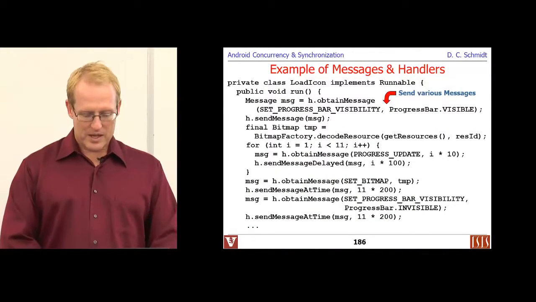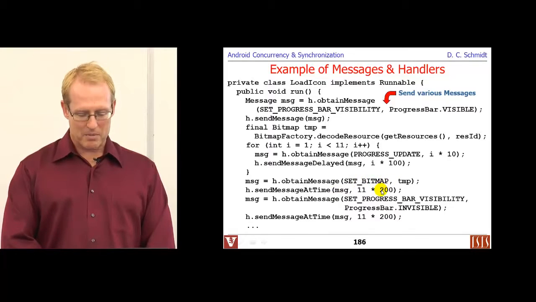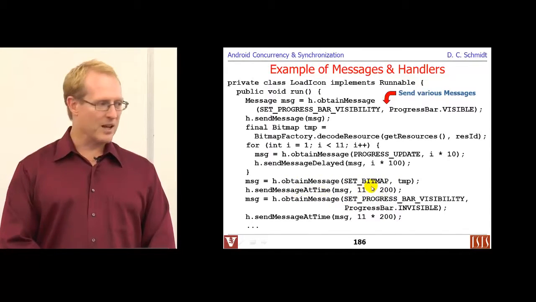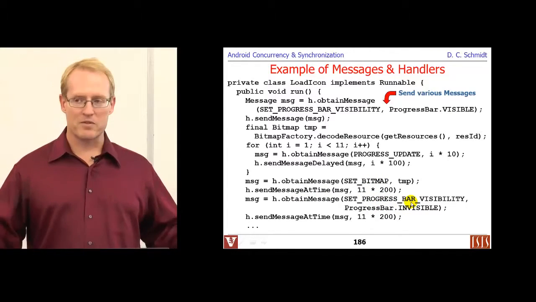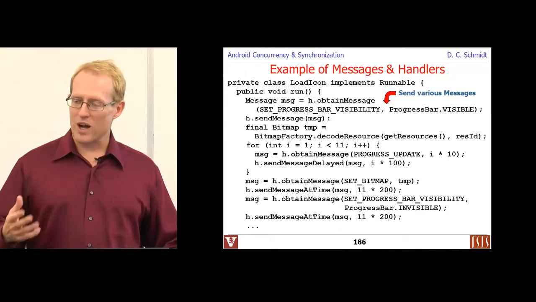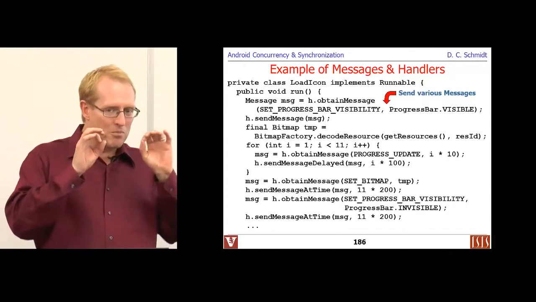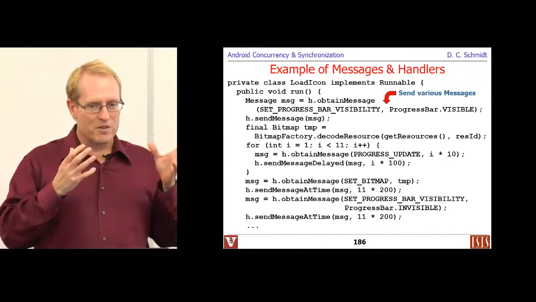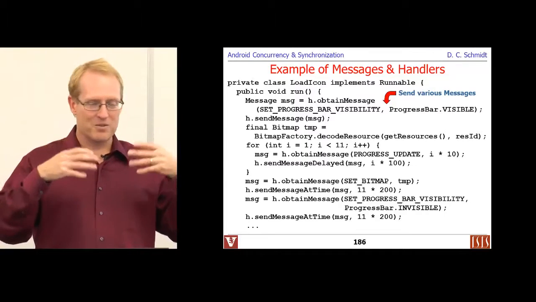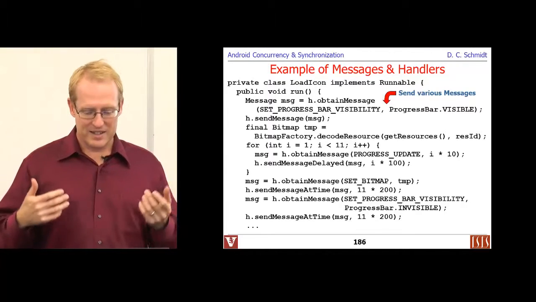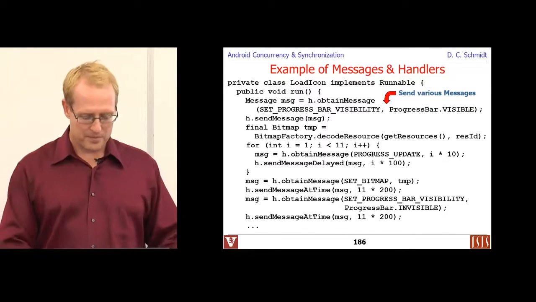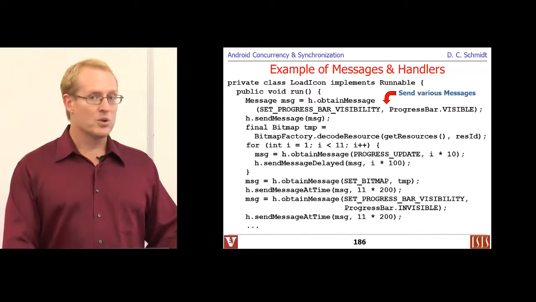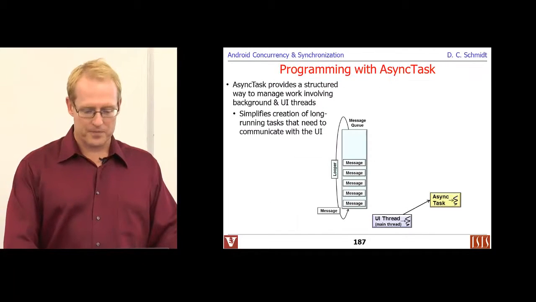And then we're going to go ahead and set the bitmap message, and send that to run at some time in the future. And then we're going to say turn off the progress bar and make it become invisible. So if you were to watch this application run, you'd see the progress bar comes on visible for just a few milliseconds, and then it decodes the resource, the icon, and then it goes away, and then it displays it. So that's basically how you would do handlers and messages.